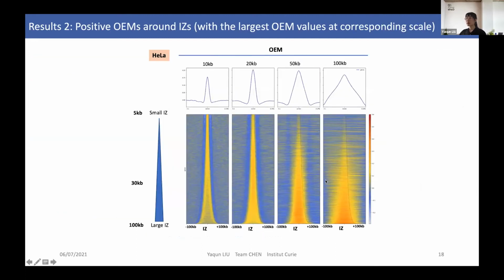And for average metagene profiles to see the OEM, we can generate this kind of profile around all of the detected IZs. We can see the human IZs normally range from 10 KB, even up to 100 KB in length, with the majority around 20 to 30 KB. And as expected, we can see that IZs show the strongest positive OEM at corresponding scales.